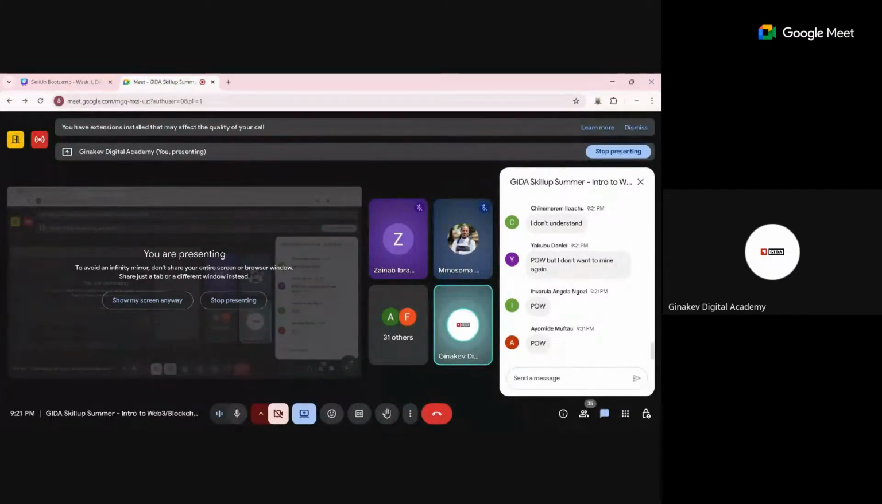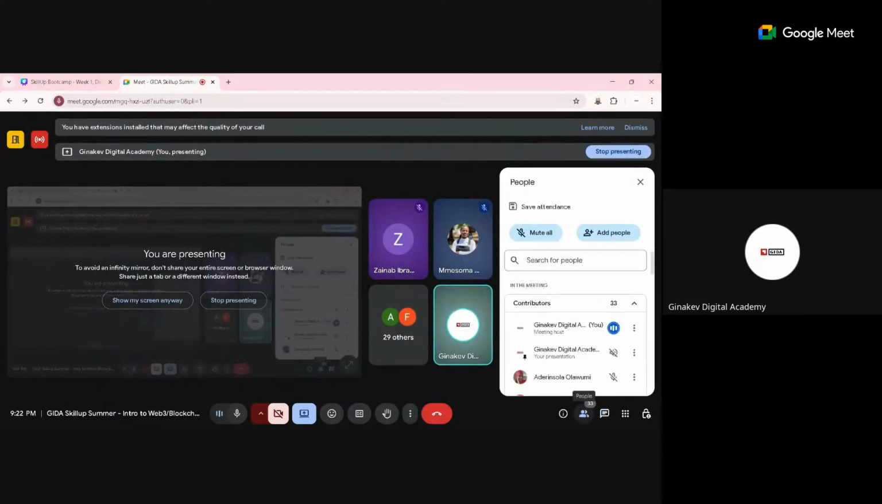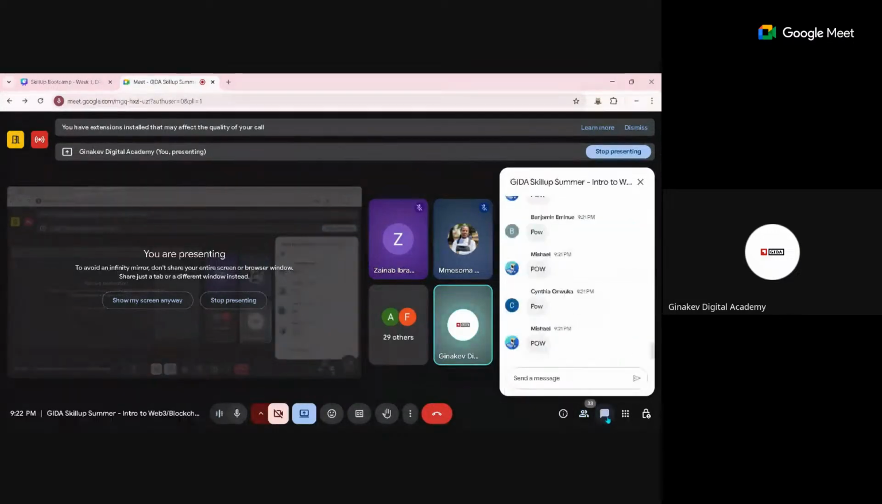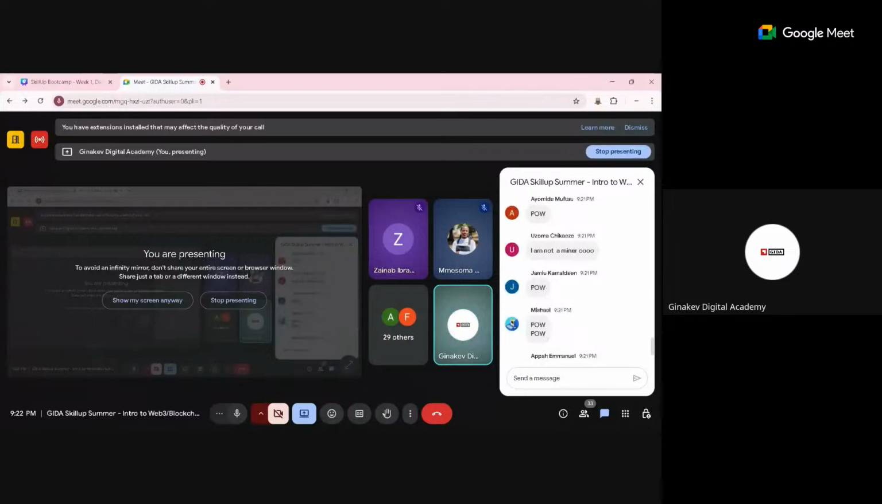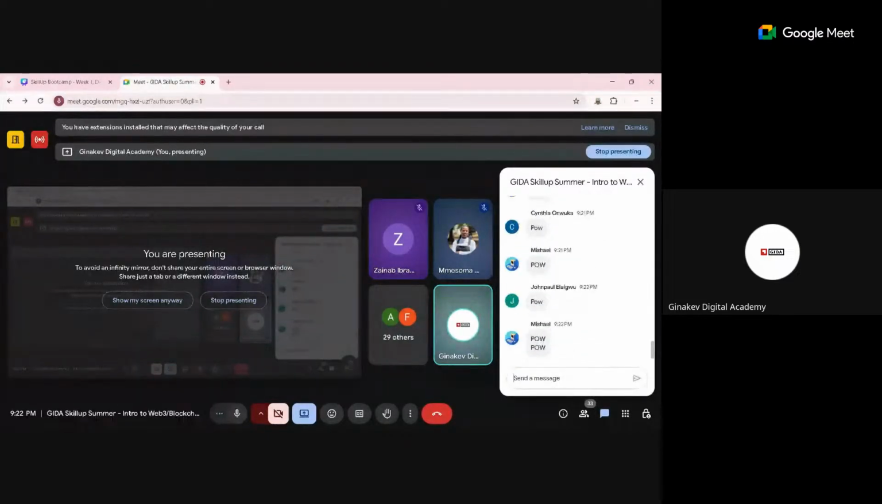Somebody said POW, but I don't want to mine again. Nobody's telling you to go and mine here, please. Anybody telling you to mine in your DM, please don't listen to that person. I will not come and tell you. I'm only seeing 2 people typing POW. Is everything fine? Please mute yourself, guys. Nobody should make the mistake of unmuting. If you understand, type POW. Okay, I like Michelle's energy, it is actually top of the roof.